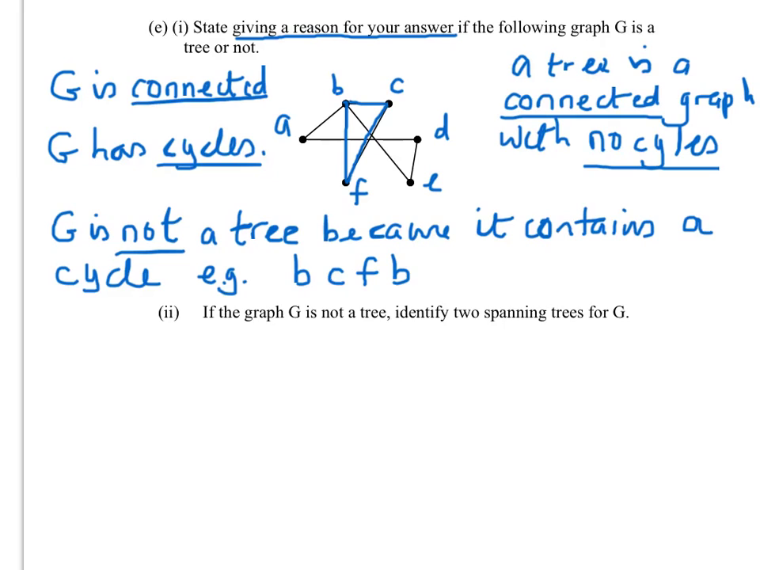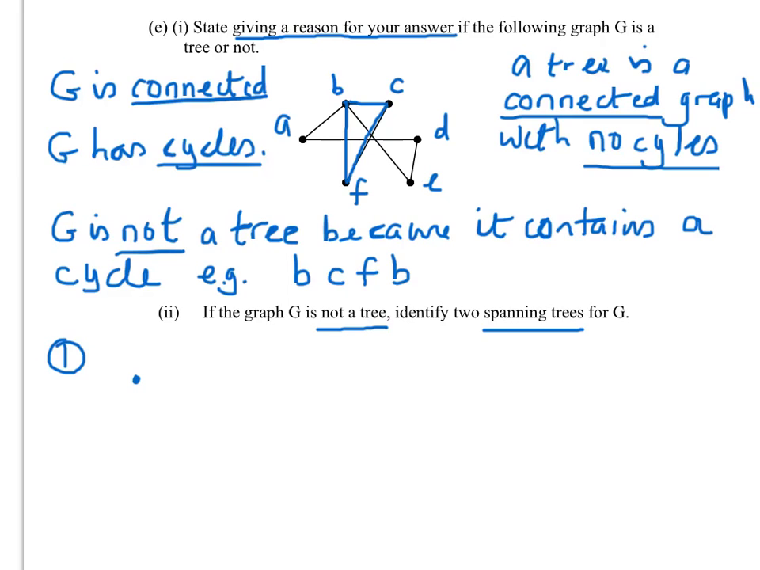So if we look at part 2 then, part 2 asks us, if the graph G is not a tree, which it is not, identify two spanning trees for G. So let's look at the first spanning tree. Now, a spanning tree removes some of the edges so that it transforms the graph G into a tree, and it's called a spanning tree.